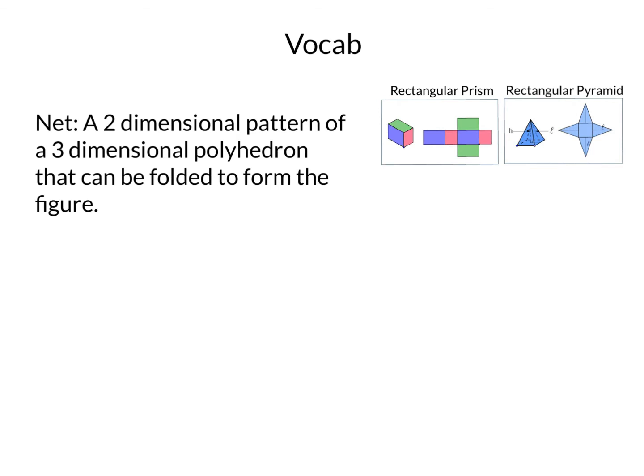Our first word is net, which is a two-dimensional pattern of a three-dimensional polyhedron that can be folded to form the figure. Today we're going to be looking at two examples, a rectangular prism and a rectangular pyramid. This is the net of the rectangular prism that can be folded up to make the rectangular prism. And this is the net of the rectangular pyramid that can be folded up to make the rectangular pyramid.